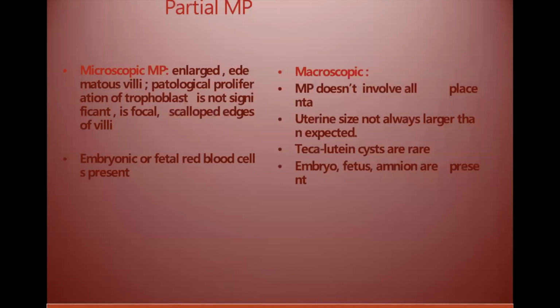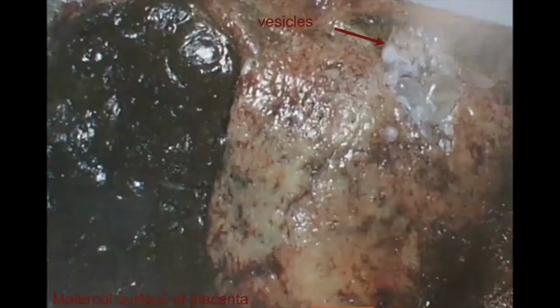And partial molar pregnancy, as I told before, microscopically has enlarged, edematous villi, and the pathological proliferation of trophoblast is not significant. It is focal, with scalloped edges of villi, and embryonic or fetal red blood cells are present. Macroscopically, the molar change does not involve all the placenta. Uterine size is not always larger than expected, and theca lutein cysts are rare in this form of pregnancy. Embryo, fetus, and amnion are present in partial molar pregnancy.